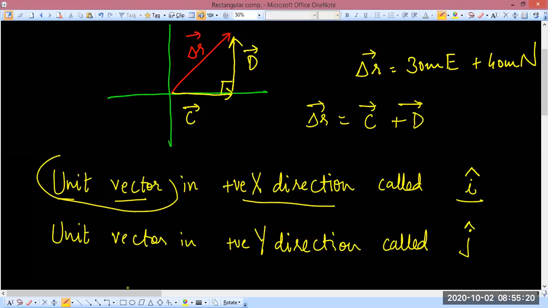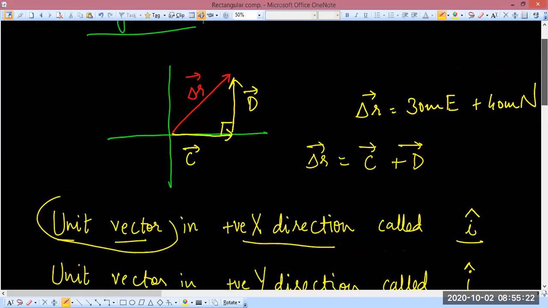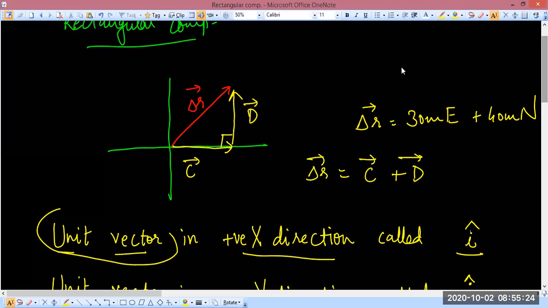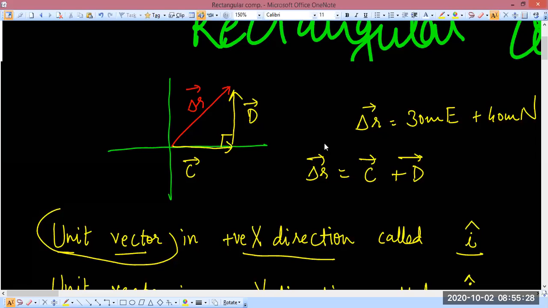So if you use it here, I want all of you to think about this. Let me magnify it so that I can draw it properly.